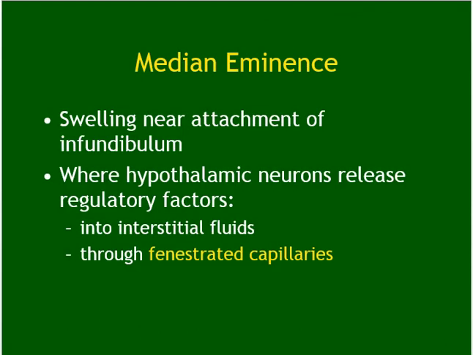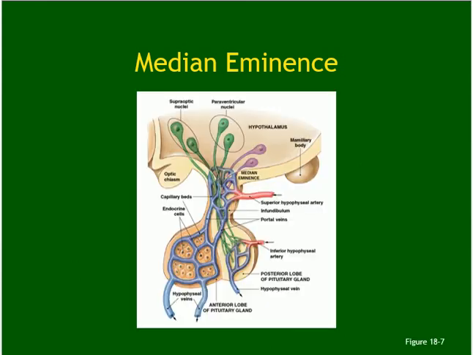There is also the median eminence, which is a swelling near the infundibulum, and this is where the hypothalamic neurons release the regulatory factors. The hypothalamus makes the regulatory factors and sends them to the median eminence, which is this swelling, and they go to the interstitial fluid and enter through the fenestrated capillaries until they go to the pituitary gland. So here's the median eminence, showing the fenestrated capillaries where the regulatory hormones can travel through these capillaries and go to the pituitary gland.